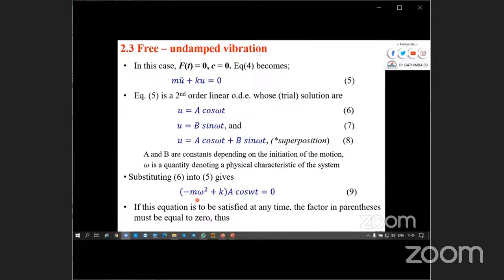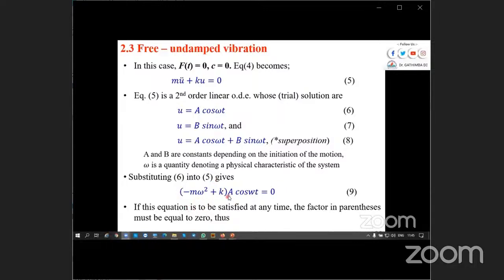We are trying to get an expression for the unknown. Remember, in this case, M is known, U is known from its displacement, K is known. But because of the trial solution, there is a quantity omega that has come into play, the angular frequency. We need to get the expression of the angular frequency.